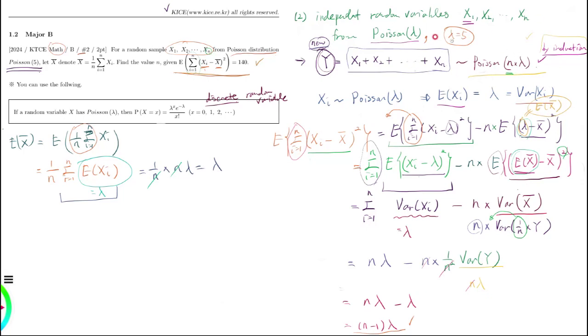Okay, for the last part, let me briefly show you the sketch of proof why the sum of n independent random variables, each of which has a Poisson distribution with parameter lambda, the same parameter lambda, is a Poisson distribution with parameter n times lambda.